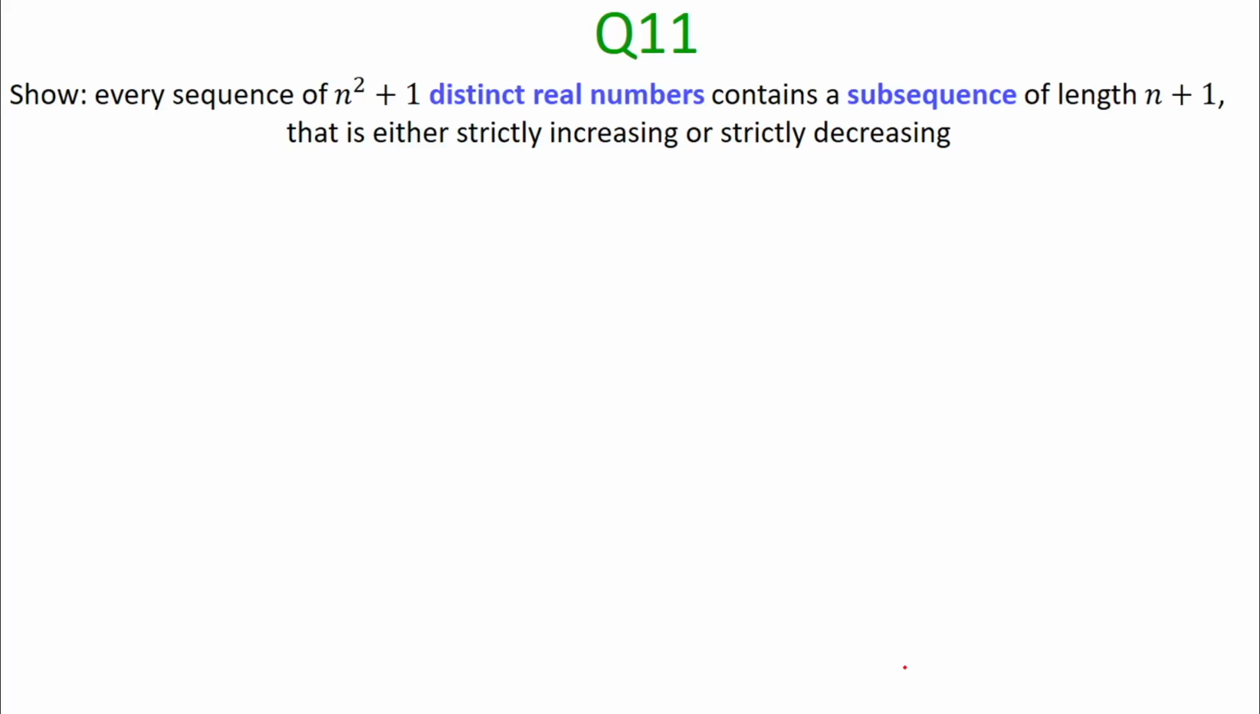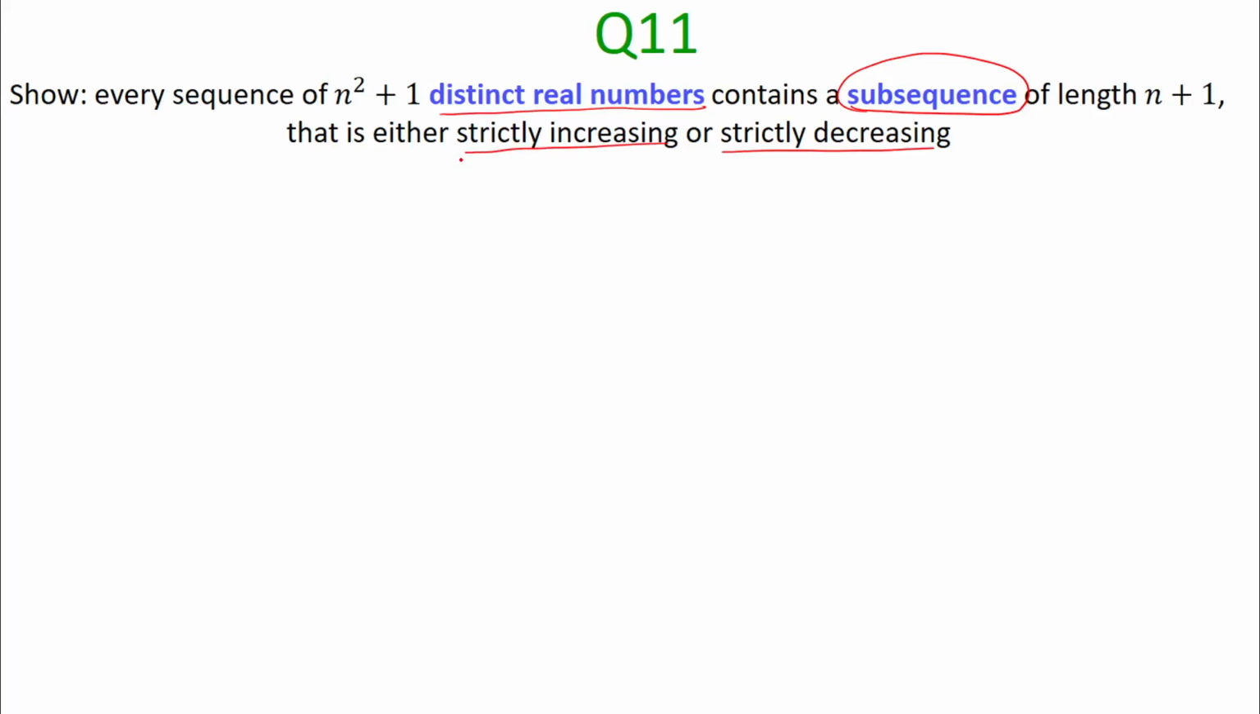Okay, right. Now let's go to question number 11, which is really a very interesting question. Here we want to show the following: you take any sequence of n square plus 1 distinct real numbers. They are arbitrary real numbers, maybe positive, negative, in any order you take them. The only condition is that they have to be distinct. Then the claim is that irrespective of the n square plus 1 real numbers that you have in your sequence, you always have a subsequence of length n plus 1 which is either strictly increasing or strictly decreasing.